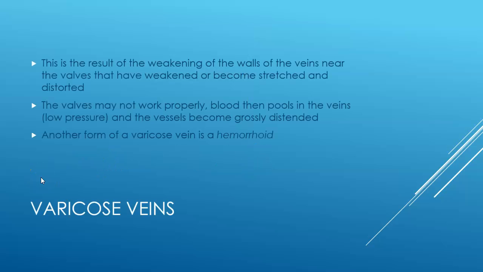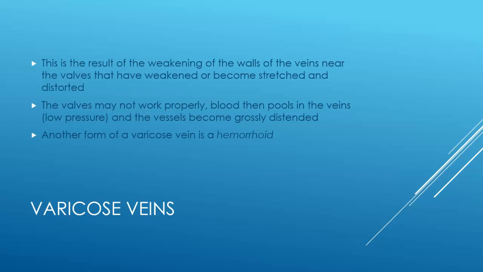The reason I bring these up is because these veins are the ones that can suffer from something called varicose veins. What we see with varicose veins is weakening of the walls of those veins in the area around where we find those valves that I talked about in class, or will be talking about in class. These valves have weakened or become stretched, and what happens is you get significant pooling of blood in these areas. The pooling results in the vessels becoming very distended. So the valves may not work properly, blood then pools in the veins because it's in low pressure, and the vessels become grossly distended.